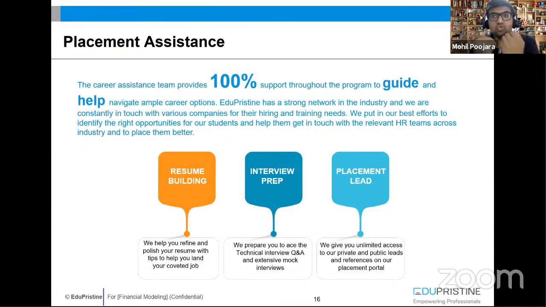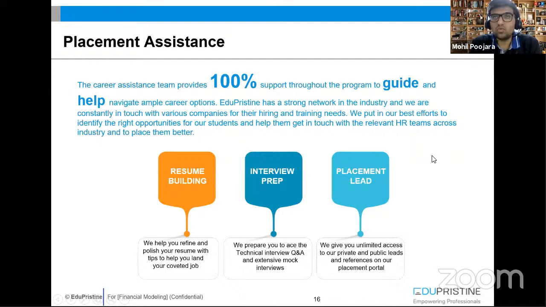That being said, there is no placement guarantee. I want to be upfront from the very start. EduPristine does not provide a placement guarantee that you take this course and you will get a job for sure through EduPristine. They will get you interviews, or they will assist you in your resume building, in preparing for interviews, and will also give you leads for the interviews.